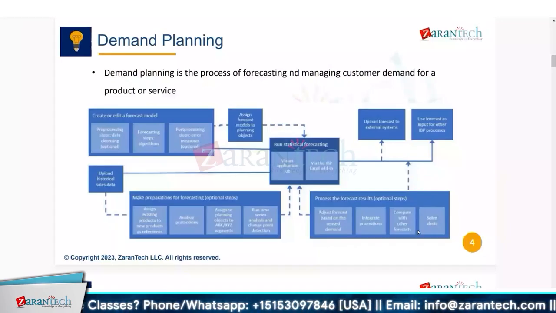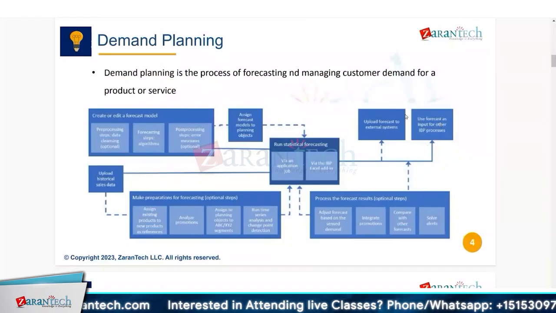So it will give you clear identification of why the system has selected this as a set of forecast, and it will also give you the projected forecast accuracy, which will help you to understand where you will be in future with respect to your accuracy. Then finally, upload the forecast to the external system. If you are using the forecast as an input to your supply planning process, then you have to upload this forecast into the external system or use the forecast for other IBP processes.